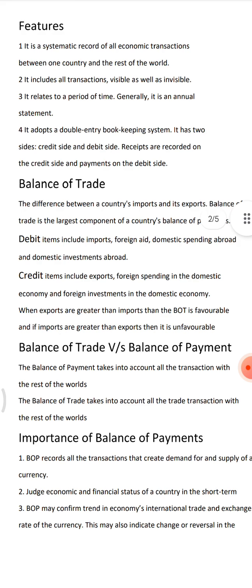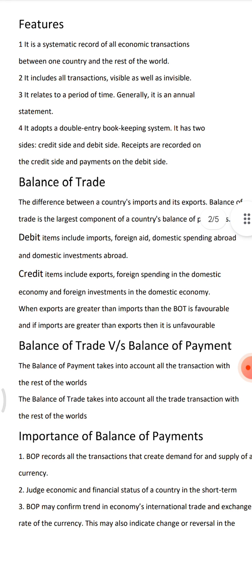It arises on account of three things: flow of goods, flow of services, and flow of capital. There are four components of balance of payment: export and import of goods, services rendered and received, unilateral transfers, and the last one is capital receipts and payments.